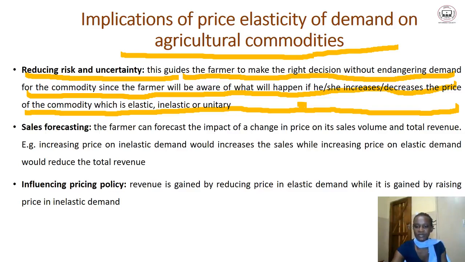So in order for you to make profit, there's no need for you to reduce too much. You just reduce a little bit, still more people will buy that commodity. But if it is inelastic, you can make profit if you increase a little bit. So I'm saying that this will reduce the risk and the uncertainties, just because price elasticity of demand will guide the farmer to make the right decision.